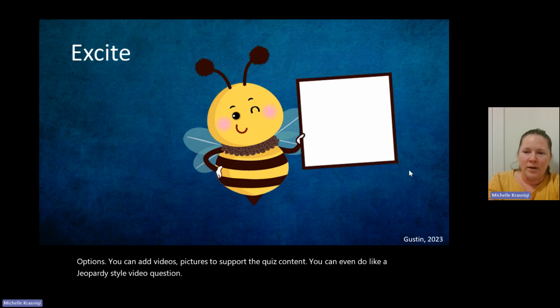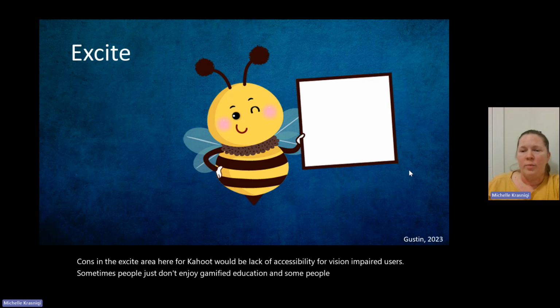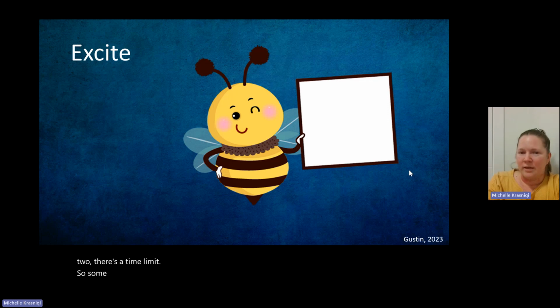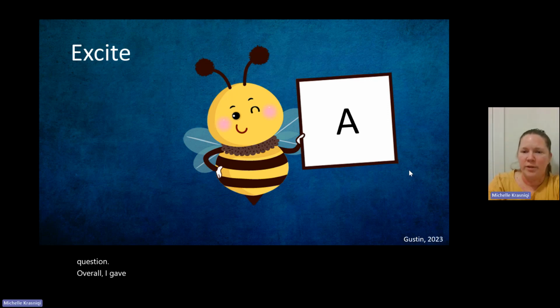Cons in the excite area for Kahoot would be lack of accessibility for vision impaired users. Sometimes people just don't enjoy gamified education, and some people are competitive but maybe slower to read or not performing as well in the class. They might find it frustrating. And two, there's a time limit, so some users can get overwhelmed instead of excited with the short time to answer the questions. Overall, for Excite, Kahoot has lots of great built-in features that are really exciting, so I gave it an A grade.